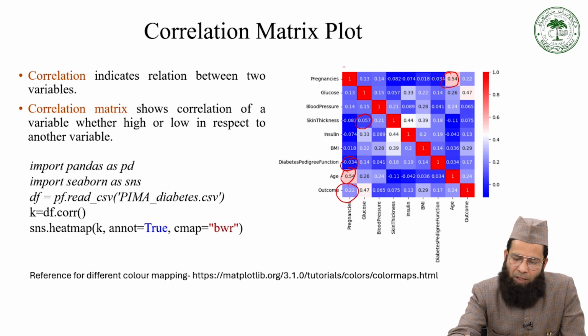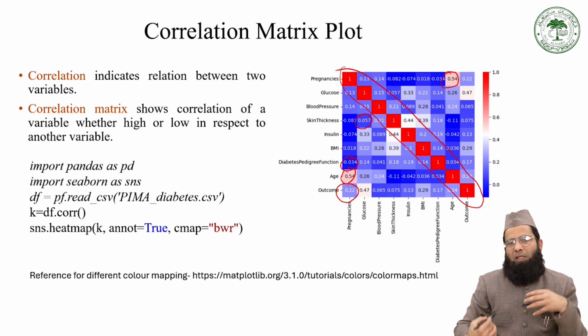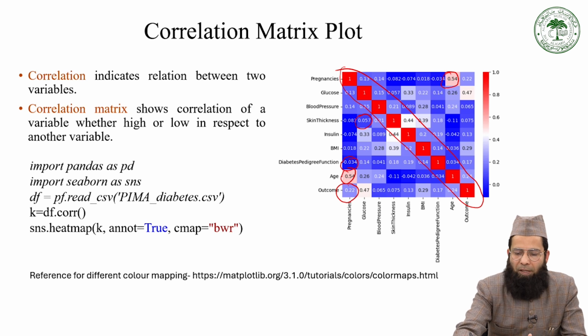So that's why in the diagonal cells you would observe 1, because each attribute is highly correlated with itself. Like glucose is very highly related with the glucose feature. So that's why they are 1.